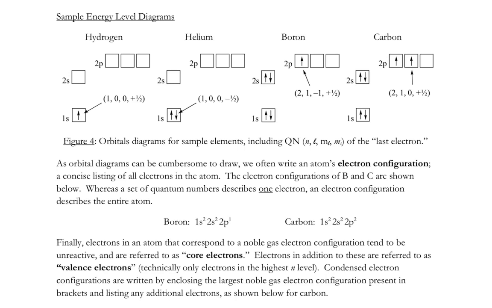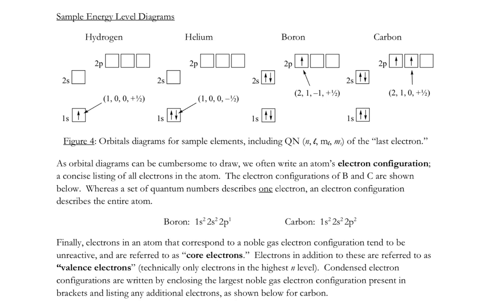Now, the 4 quantum numbers for that electron in hydrogen are n equals 1, L equals 0, M sub L equals 0, and M sub S equals plus 1/2. So that's what the 1, 0, 0, 1/2 corresponds to.